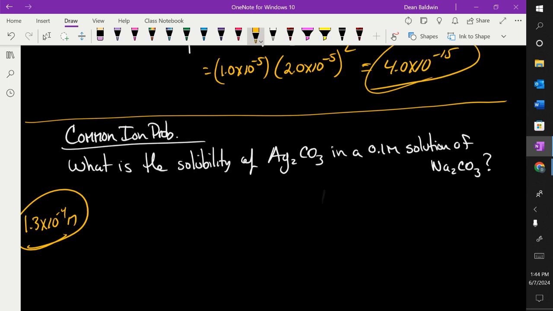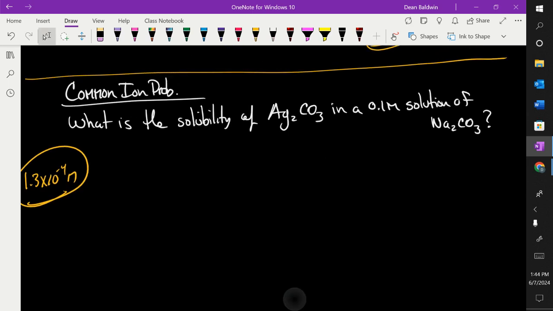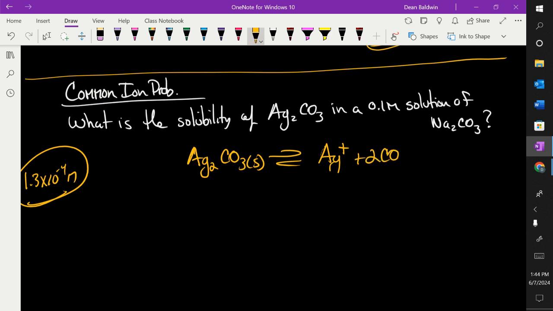Because what's the first thing you do? You write out the reaction. It looks like this. And with nothing else, we got 1.3 times 10 to the minus 4. But now we're dumping it into a solution of sodium carbonate. So this is an ICE table question.